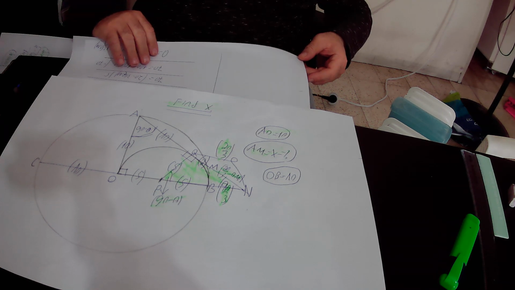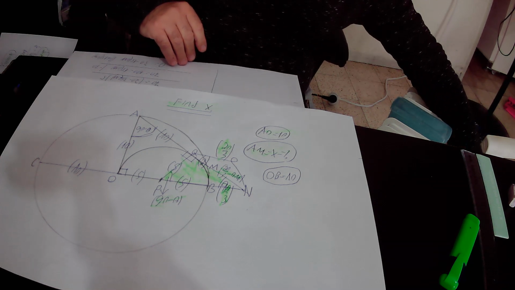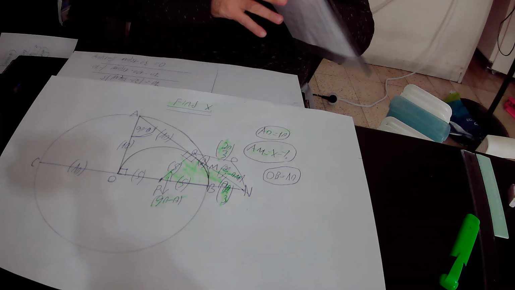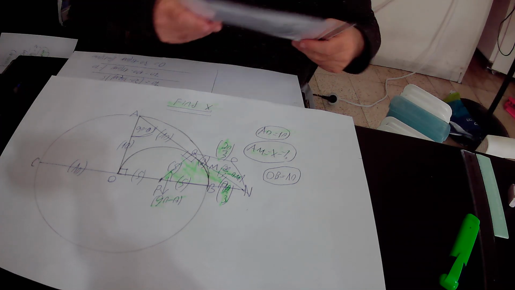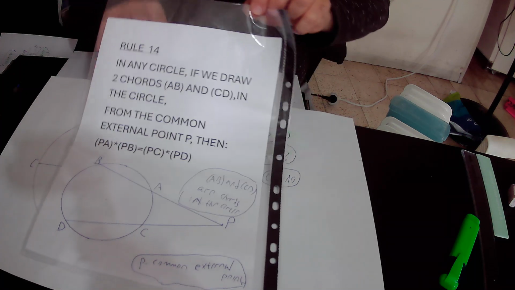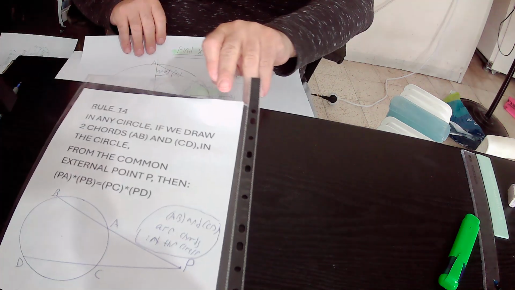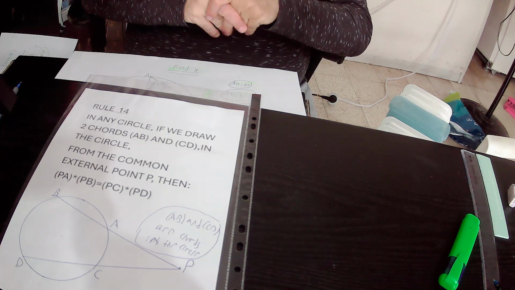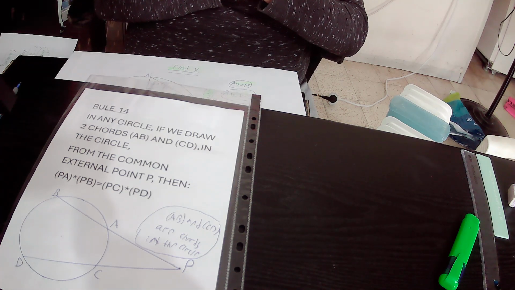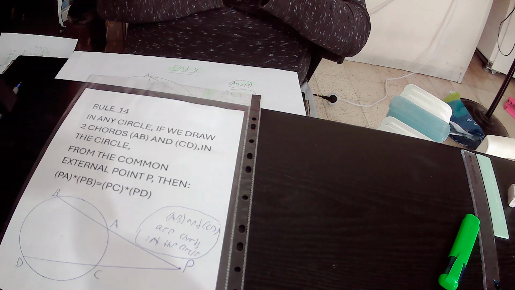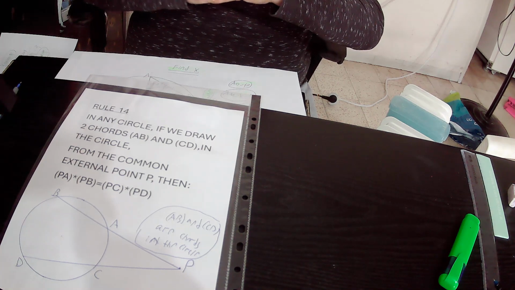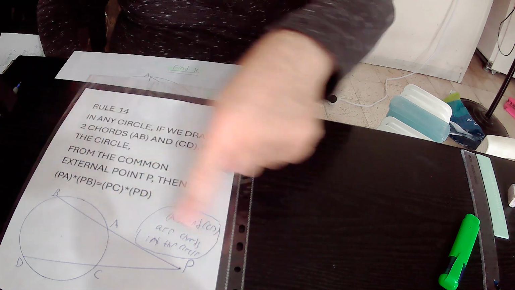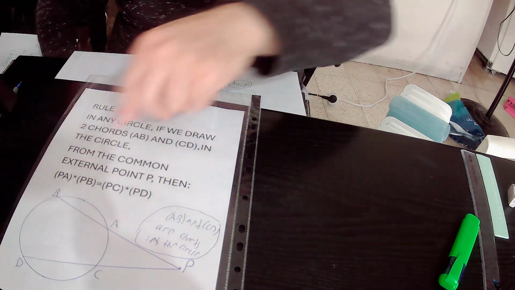Then I presented to you a new rule and we implemented the new rule in our drawing. According to the new rule, this is rule number 14. Again, in any circle, if we draw two chords AB and CD inside the circle from the common start point, point P, then the following equation is true: PA times PB equals PC times PD. Again, PA times PB equals PC times PD.